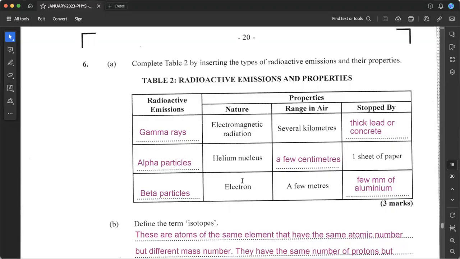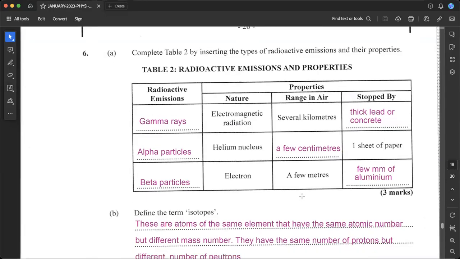For the third row, the information that the examiner gave us was that the nature of this radioactive emission is that it's like an electron. We can liken it to an electron, and it has a range of a few meters in air. Based on that information, that's a beta particle, because beta particles are likened to electrons and have a range of a few meters in air. Then we're asked what stops them. They are stopped by a few millimeters of aluminum. And with that, we're good for our 3 marks. We've completed this table.